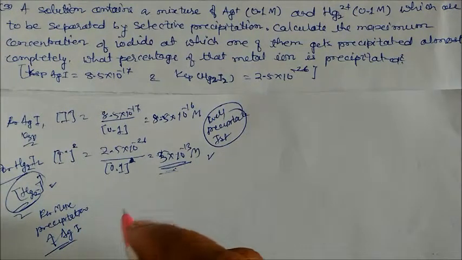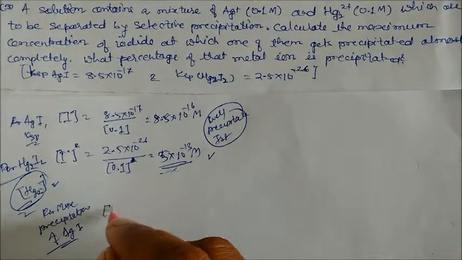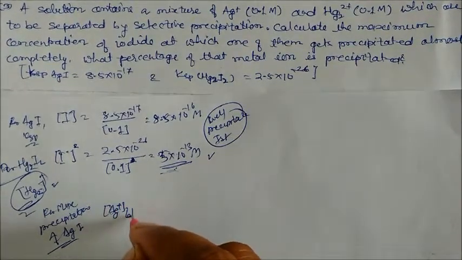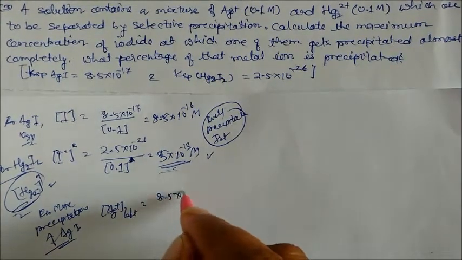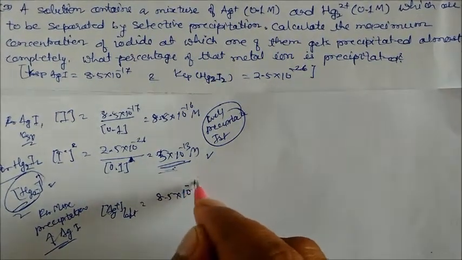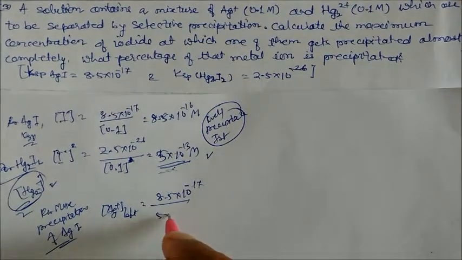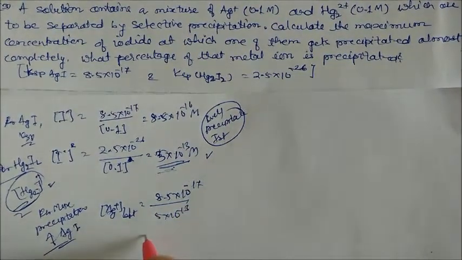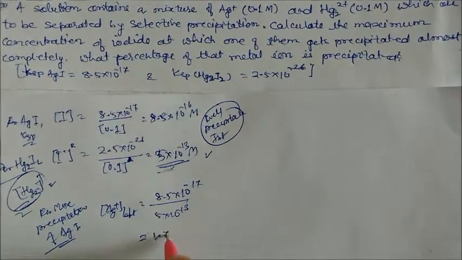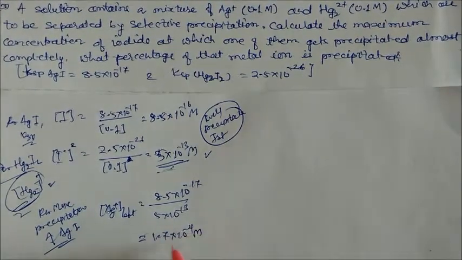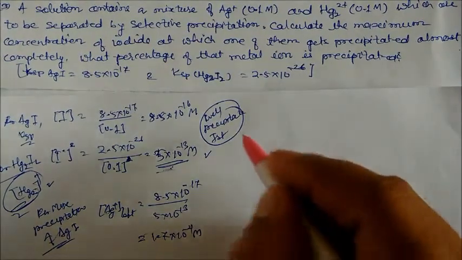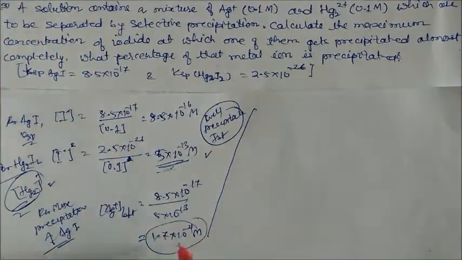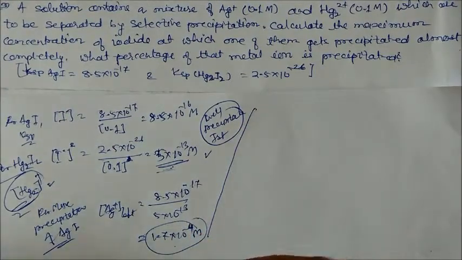If you take this much concentration of iodide, we will get the maximum precipitation of silver iodide. So we can write here the silver left in the solution. Write the Ksp value, 8.5 × 10^-17, divided by 5 × 10^-13. On solving, you will get 1.7 × 10^-4 molarity. So this much silver is soluble in the solution. After this, silver mercury iodide will precipitate.